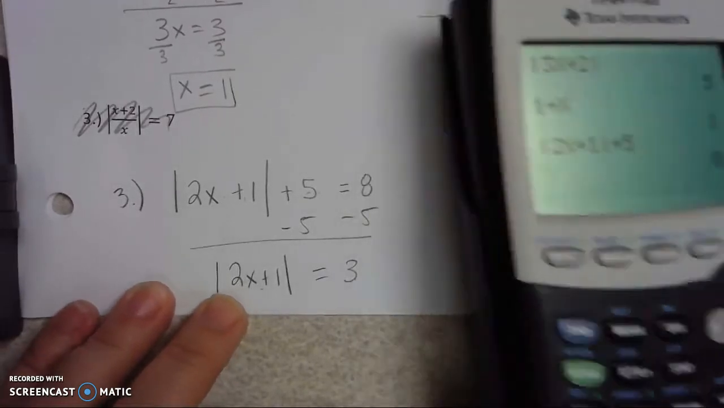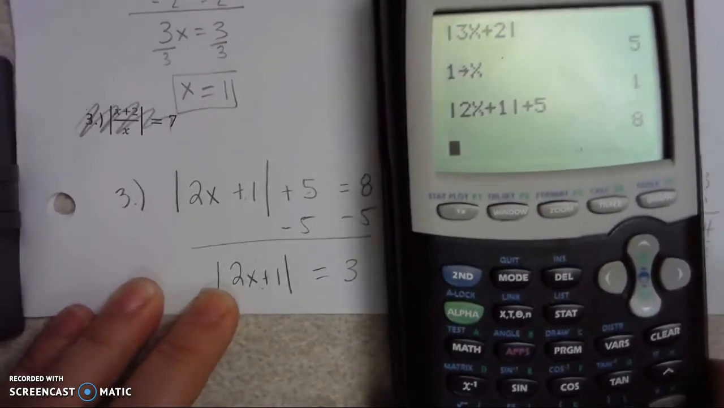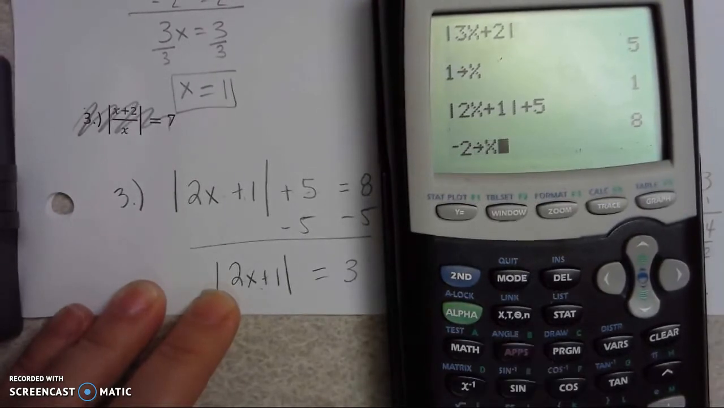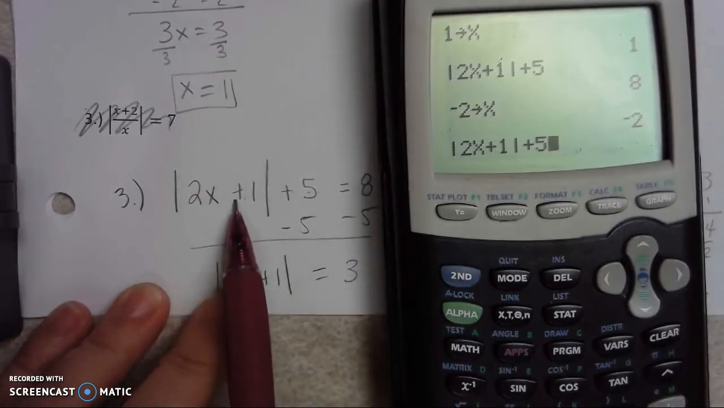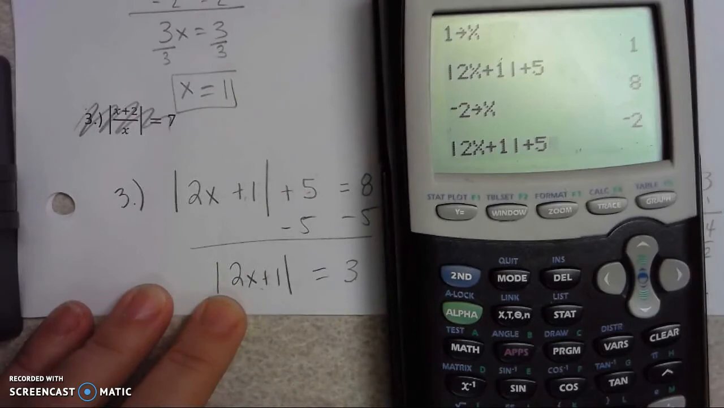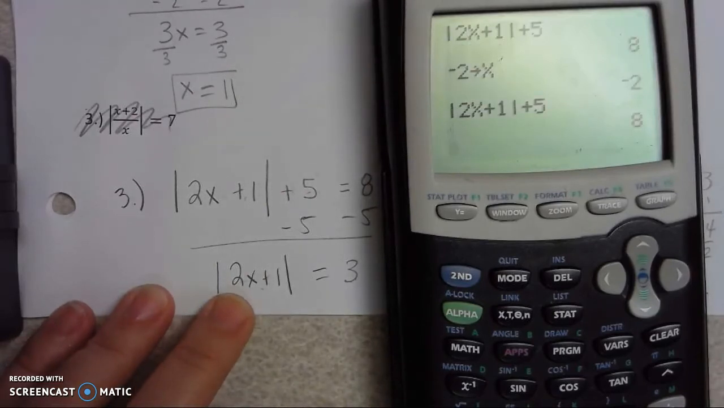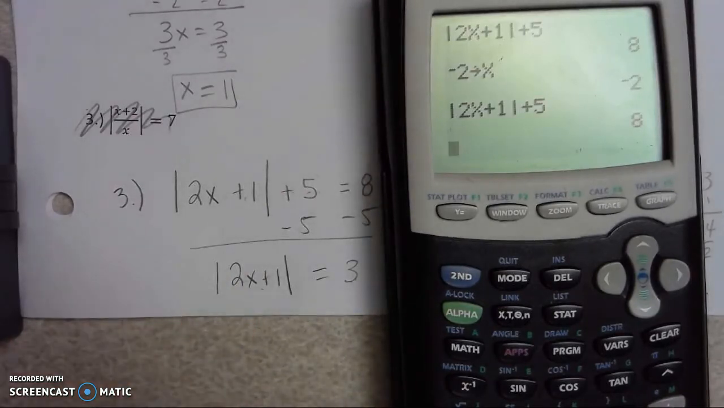Then I'm going to type in the other x value, which was negative 2. So let's store negative 2 for x. Recall our equation, which is absolute value of 2x plus 1 plus 5, and make sure that we also get an 8. And we do, so we know that our answer is good.